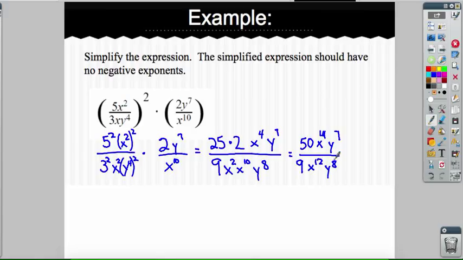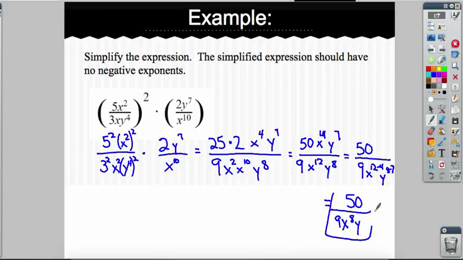Now when I look at my numbers here, 50 divided by 9, that doesn't simplify. So I know that that is going to be part of my answer. And then I look at my exponents. I know that 12 right here for x is bigger than 4, so I would have x to the 12 minus 4 power. And also for y, 8 is bigger than 7, so that is also going to be here in the bottom, 8 minus 7. And we're running out of room, so 50 stands alone on the top of this fraction, and 9x to the 8th y is what's left on the bottom.